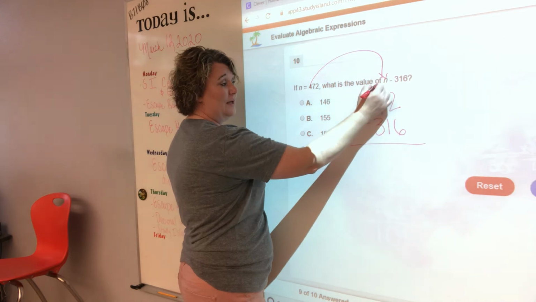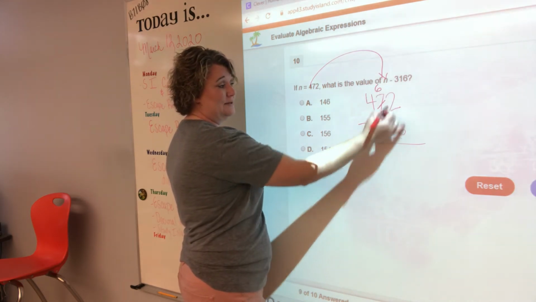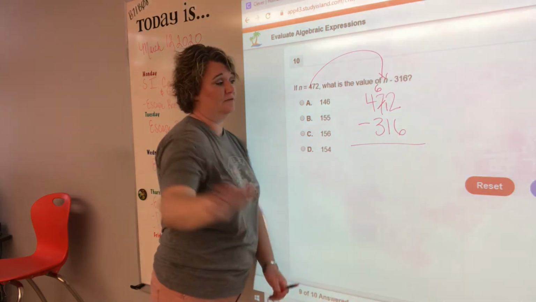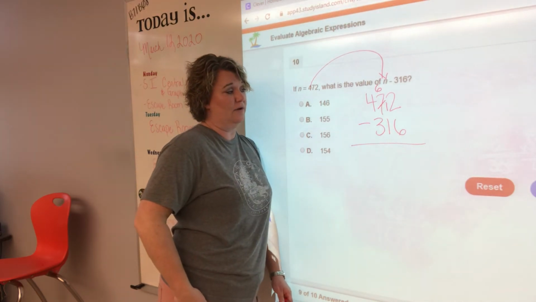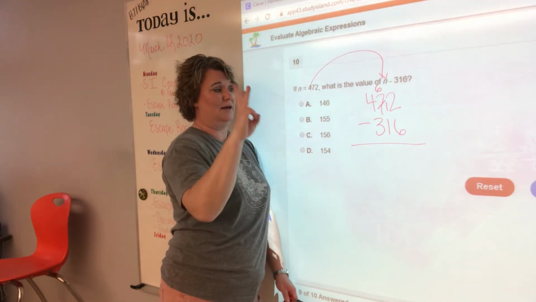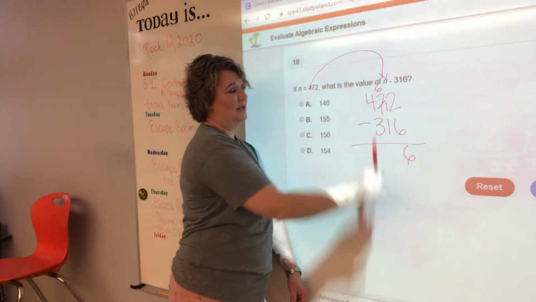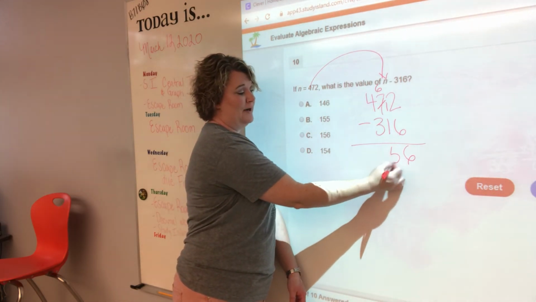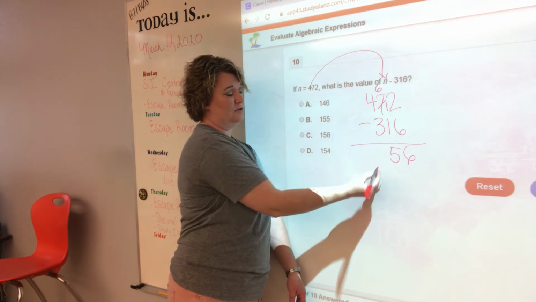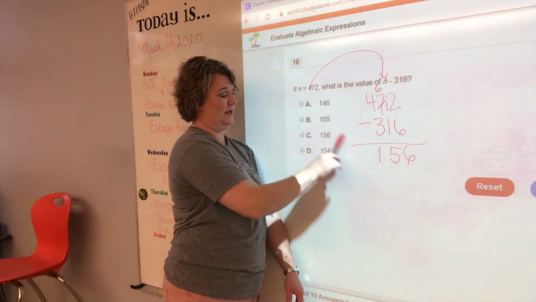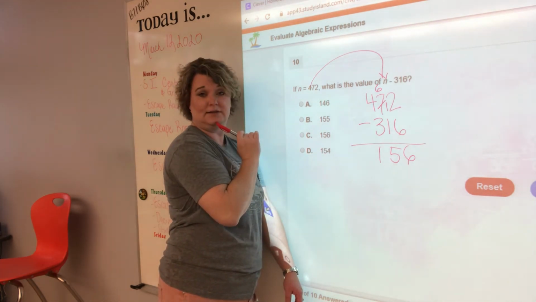So my neighbor becomes, he was a 7, now he's a 6, and now I become a 12. So if I slap my leg on 6 and count up to 12, 6, 7, 8, 9, 10, 11, 12. So that's going to get me 6. And 6 minus 1 would get me 5. And 4 minus 3 would get me 1, which means my answer right there is letter C.